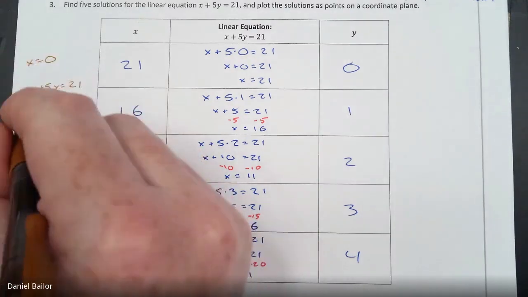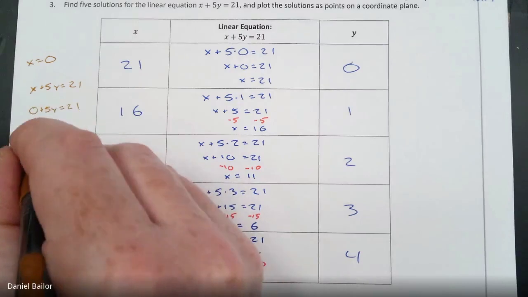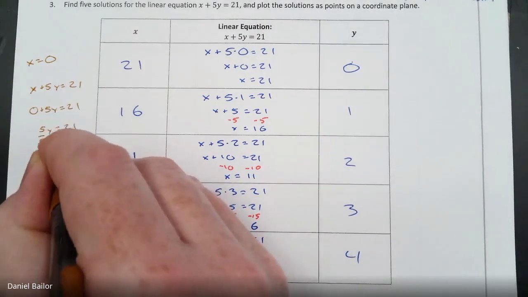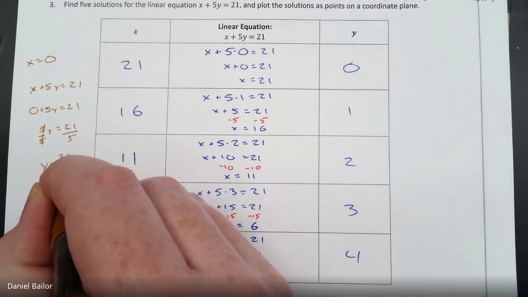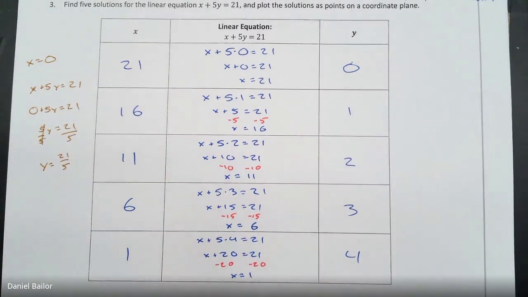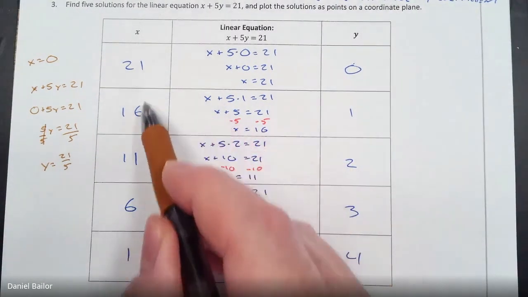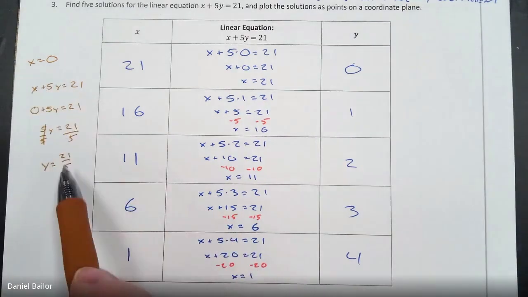x is 0. So we get 0 plus 5y equals 21. That's 5y equals 21. Divide both sides by 5 to get y by itself. And now you have 21 over 5. You have a fraction answer if you start with the x. That's why I told you to start with the y's. Because when we started with y's and did 0, 1, 2, 3, 4, we got whole numbers for x. If you start with the x's, 0, you get fractions.